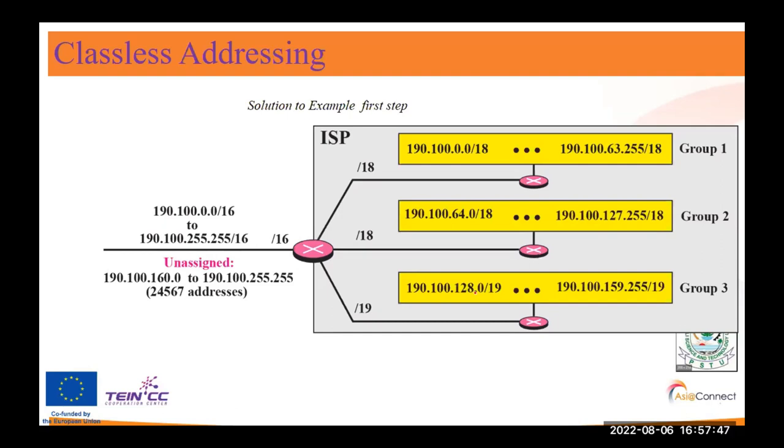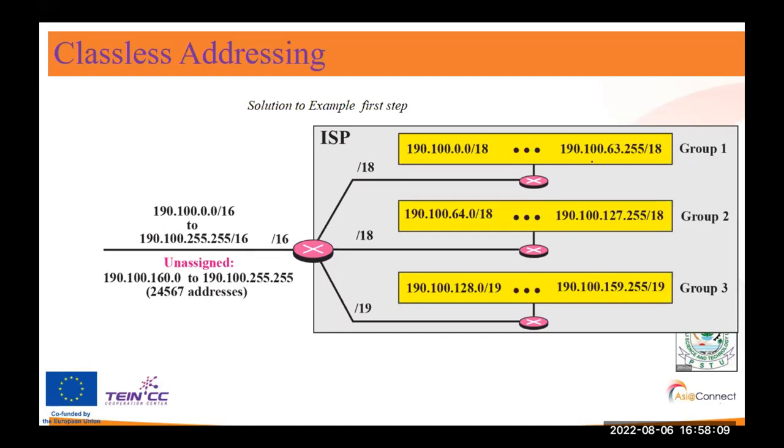So 128 will be one block. Starting from 128 and finishing at 255. In this way, we can give 128 customers, and each customer has 64 addresses. So this is just one step of subnetting.